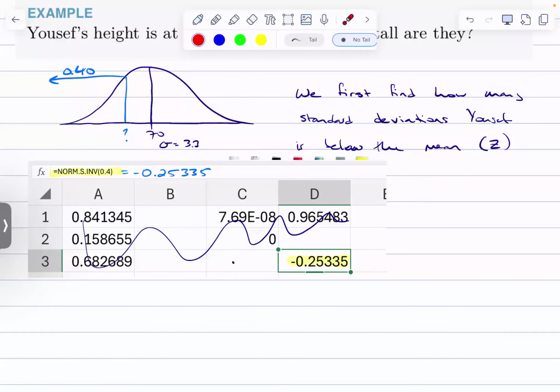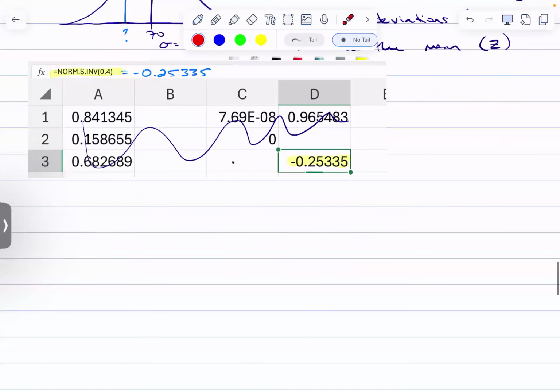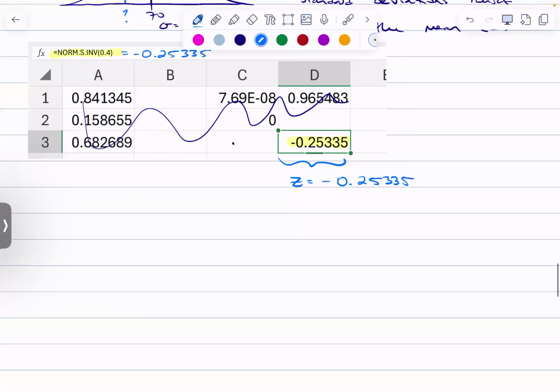This tells me that Yusuf is 0.25335 standard deviations below the mean, right? Because it's negative, right? You want to keep that negative, because otherwise you'll be above the mean. And so this is our Z: negative 0.25335.